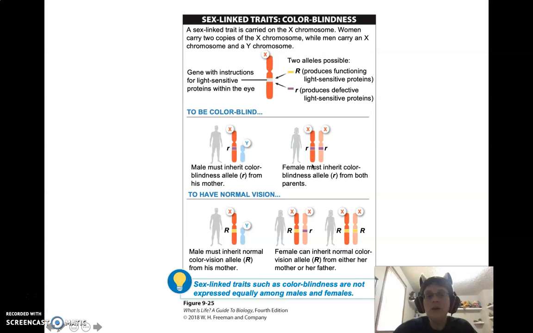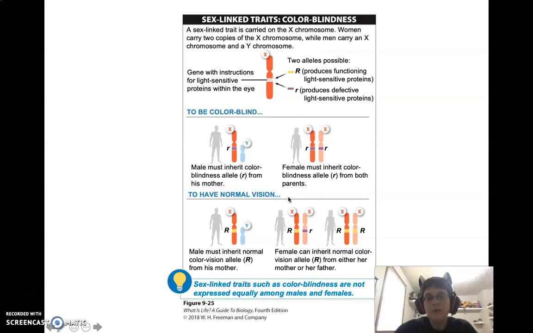So she's always going to get an X from mom. She has to inherit the X from dad in order to be a female, but they have to be the broken versions from both in order for her to be colorblind. This is why it's more rare for females to be colorblind, because they have to get both copies broken.